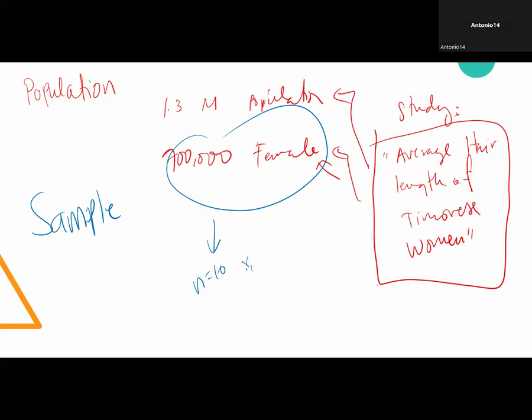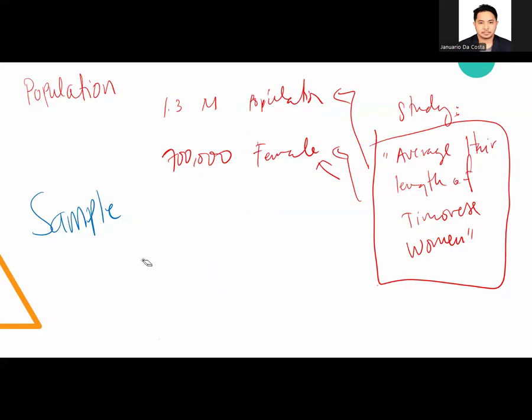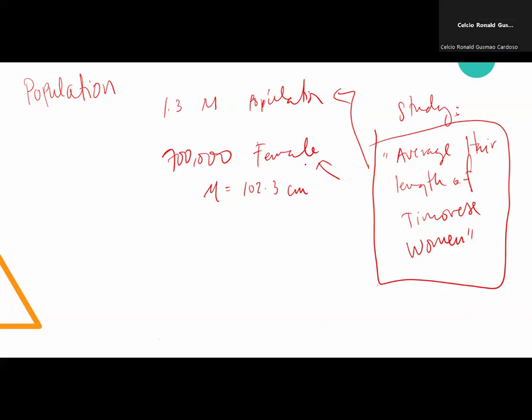I get the mean of that. Okay, this is the population. For example, the student wants to know the average hair length of Timorese women. Before doing the study, ask each individual and get the average mean of hair length, let's say, suppose how many centimeters? Let's say 102.3 centimeter length. Average length of a female hair.